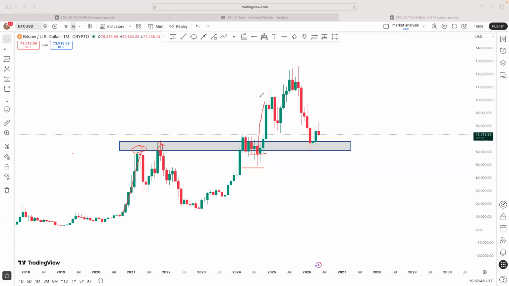Now, as they broke to the upside direction, they created a higher high. And then they pulled back into that previous zone where they broke the structure to create a higher low. Now, after they created that higher low, what do they do? They go and create a new higher high.